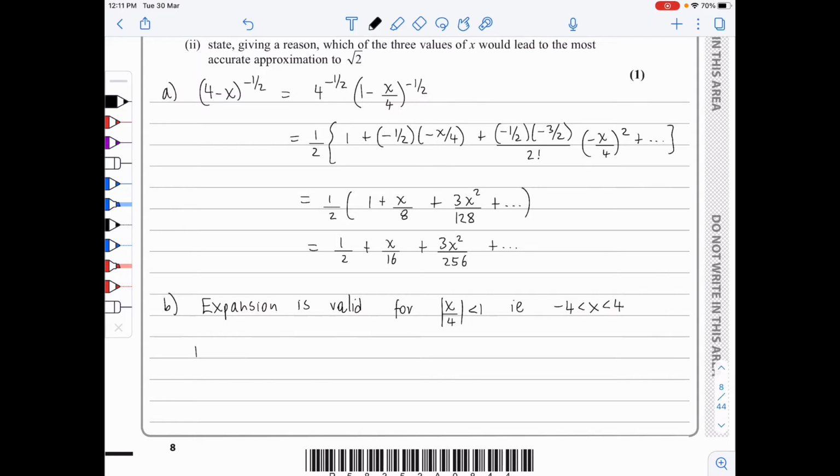And therefore, using x is minus 14 is outside the validity range. So x is minus 14 is outside the validity range. So it cannot be used.